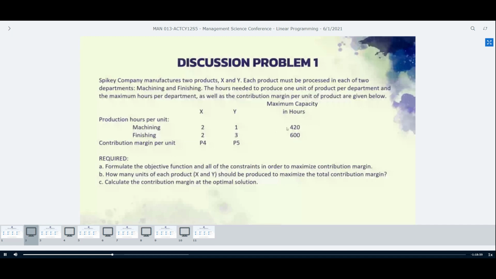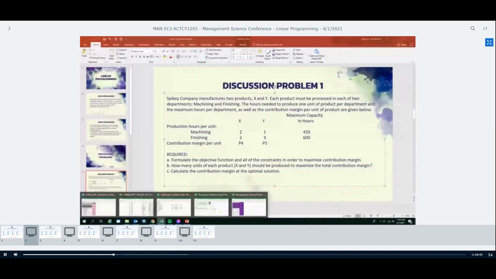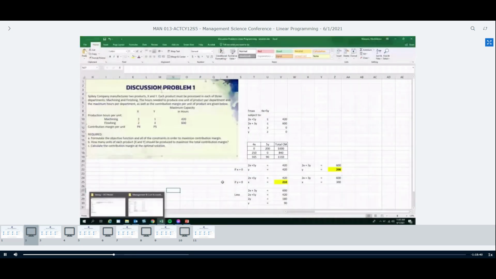And then of course, provided are the contribution margin per unit for product X and product Y. So 4 and 5. Okay? So, let me open na ba? Okay, sige. Let's do discussion problem 1.